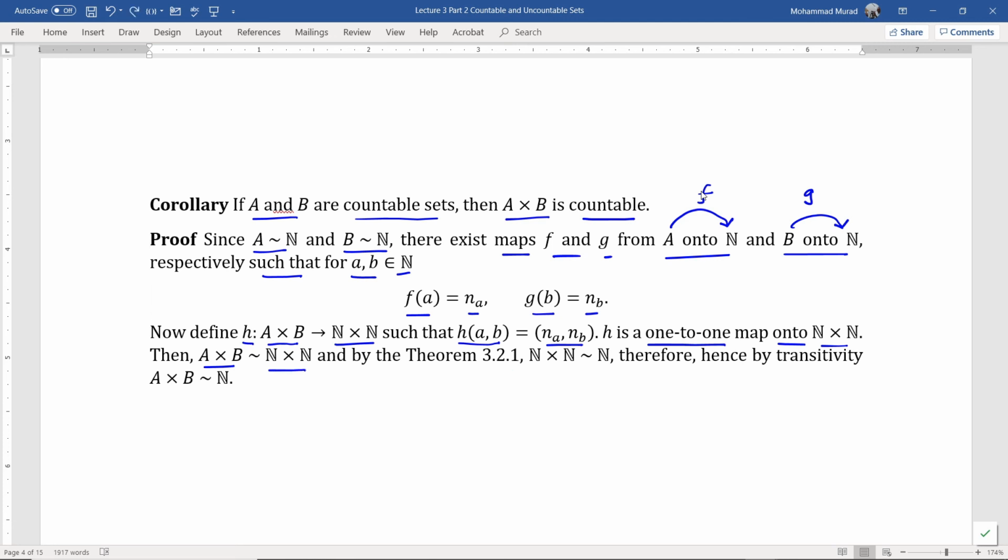And by Theorem 3.2.1, N cross N is equivalent to N. Therefore, by transitivity, A cross B is equivalent to the set N. So observe once again, A cross B is equivalent to N cross N, and N cross N is equivalent to N. So by transitivity, A cross B is countable.